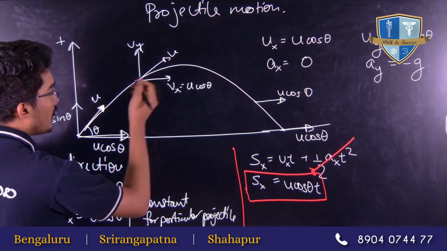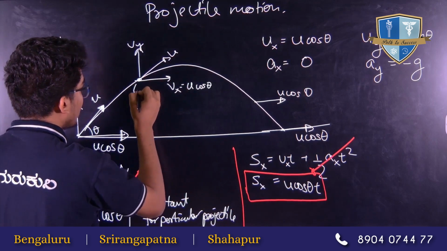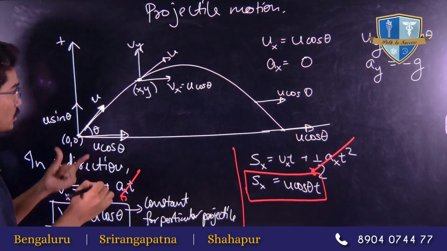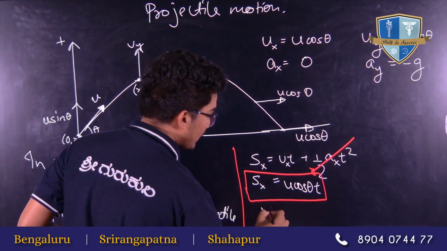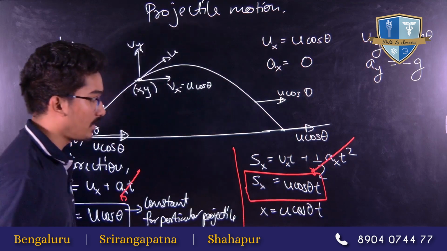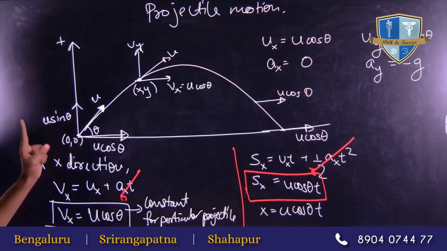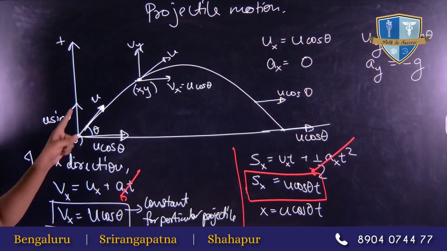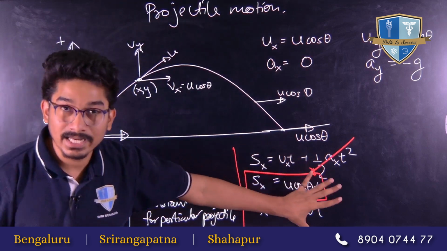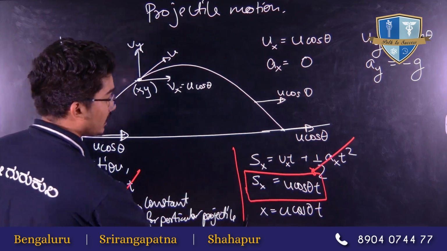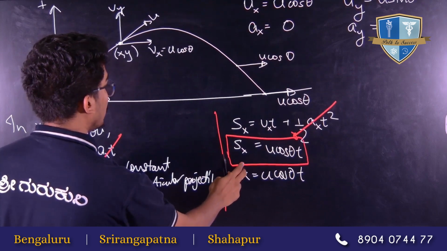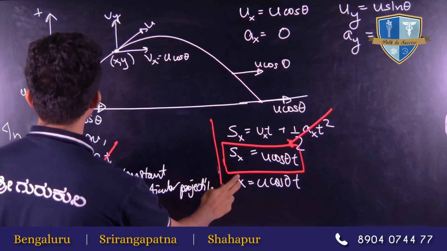For example, if our body is here, let's suppose this is our coordinate x comma y, and this is 0 comma 0. So what will be the value of x? x will be equal to u cos theta t. t is the time taken by the body from the origin to this point x comma y. So this was our study in x direction. Now let's study everything in y direction as well.